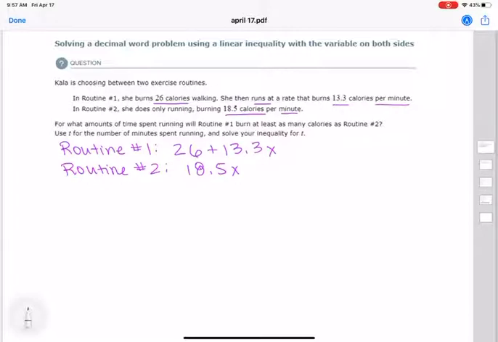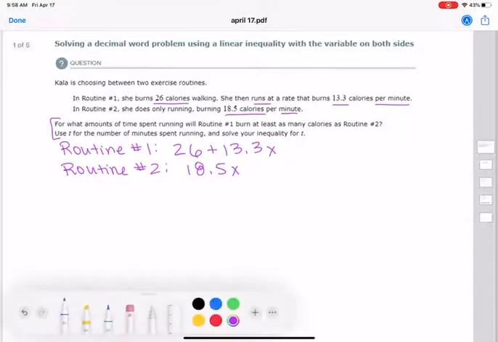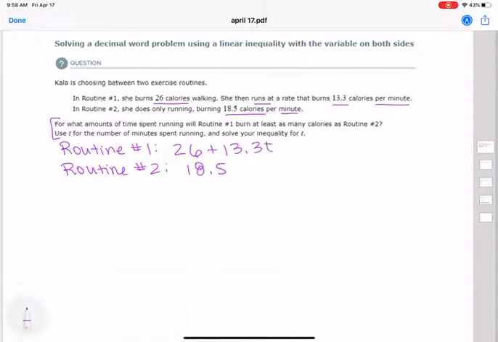Now let's see what they ask us here. It says, for what amounts of time spent running will routine number one burn at least as many calories as routine number two? I guess we were supposed to use T for the minutes, so I can erase that and fix that. So T for the minutes. What amounts will routine number one burn at least? So the same amount or more.